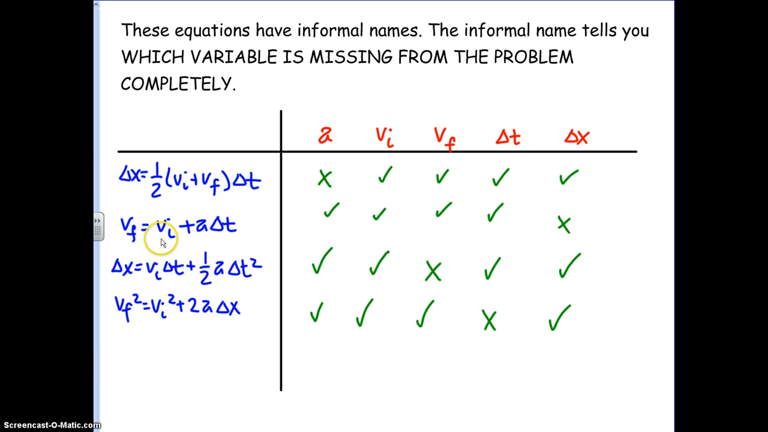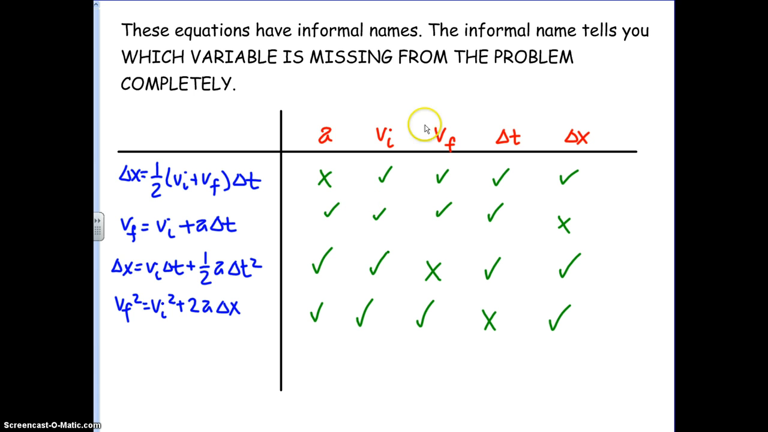This one has final velocity, initial velocity, acceleration, and time, but is missing displacement. So I call this one the no displacement equation. This one has displacement, initial velocity, time, and acceleration, but is missing final velocity. I call this one the no final velocity equation. And finally, this one has final velocity, initial velocity, acceleration, and displacement, but has no mention of time. So I call this the no time equation.